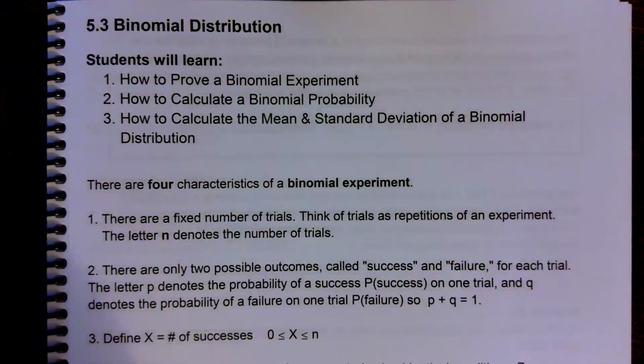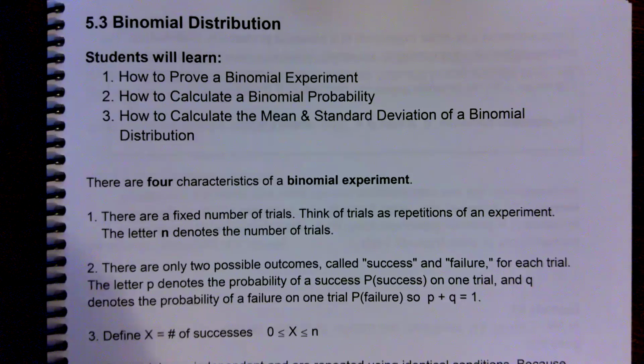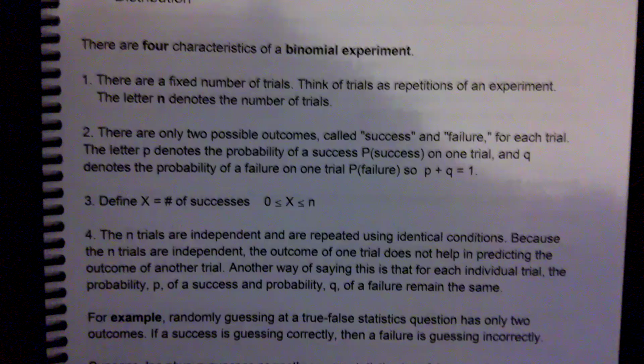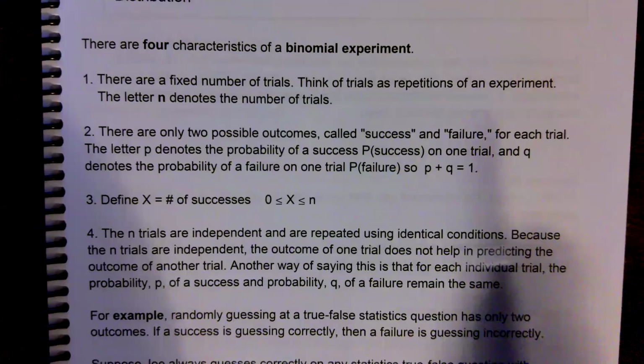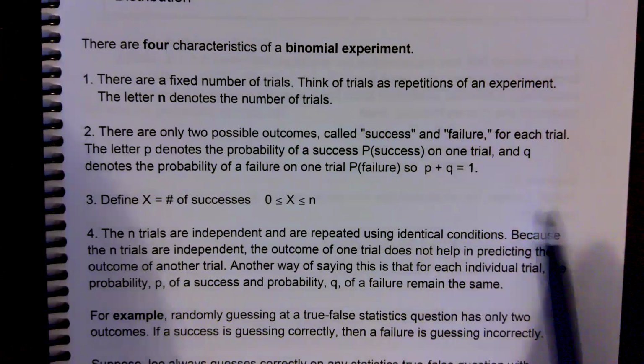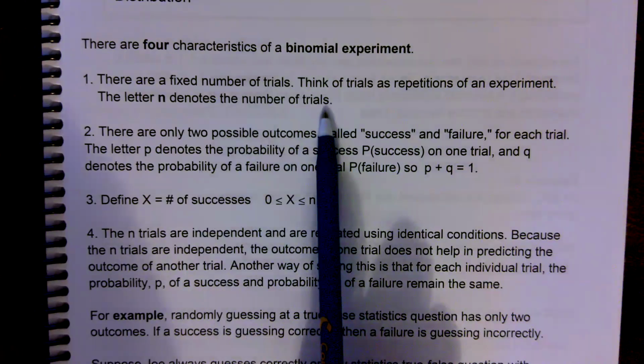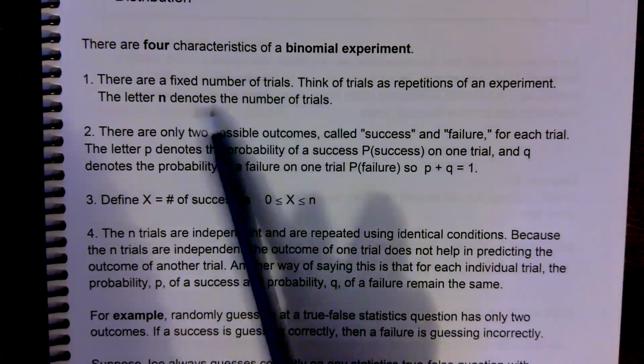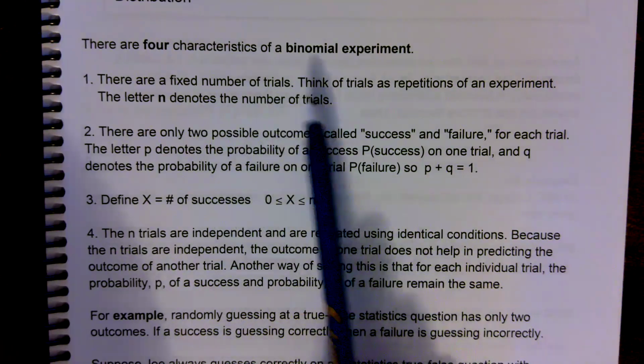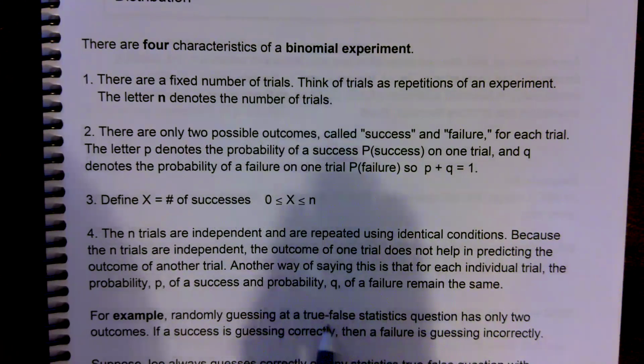So there are four characteristics of a binomial experiment. The first is that we will know that there is a fixed number of trials. Think of trials as repetitions of an experiment. The letter N denotes the number of trials. So if they don't tell you that they're going to do a fixed number of trials of the experiment, then it's not a binomial experiment.